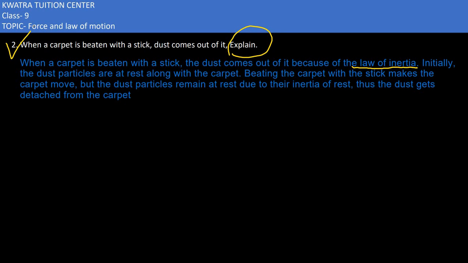It is all because of the inertia they are in, because they would try to remain at rest only. And that would detach all the dust from the carpet. That's what you need to mention, and remember to mention the law of inertia here, because this is a very important point.